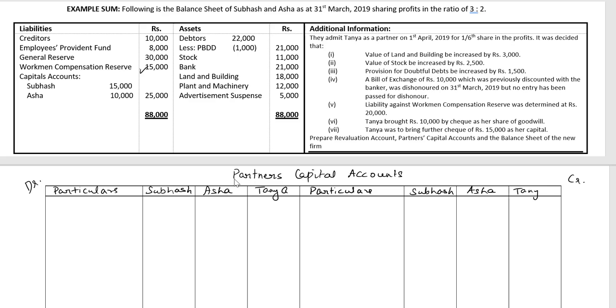We'll begin by bringing down the balance of capital accounts of Subhash and Asha by balance brought down, 15,000 for Subhash and 10,000 against Asha. We'll enter the capital which is brought in by the incoming partner Tanya by bank account. The capital brought in by her is given in the seventh point. Rupees 15,000 is brought in by Tanya.